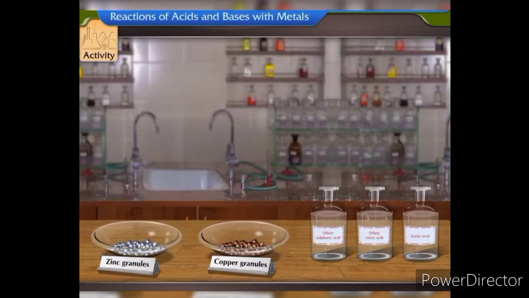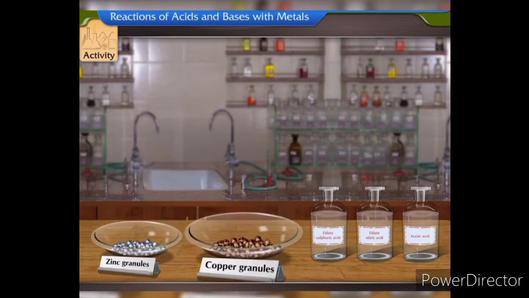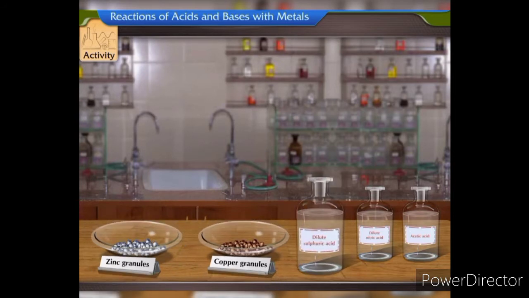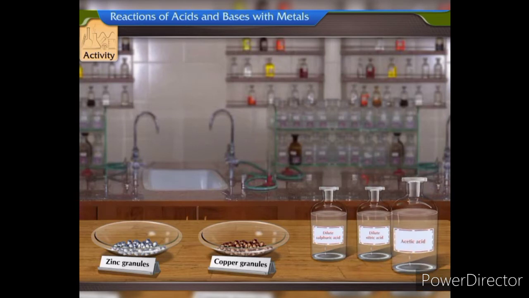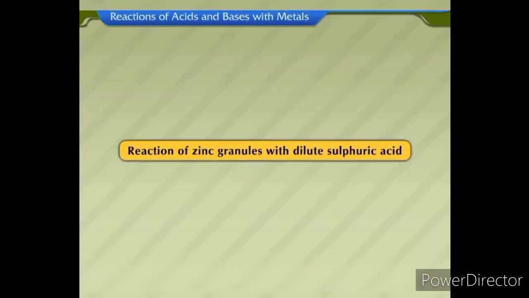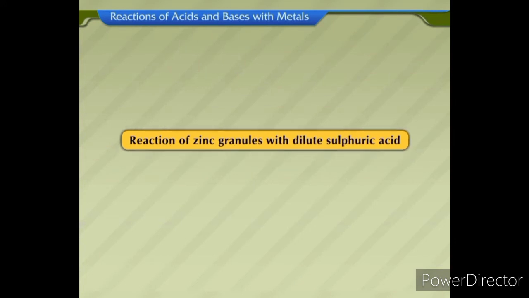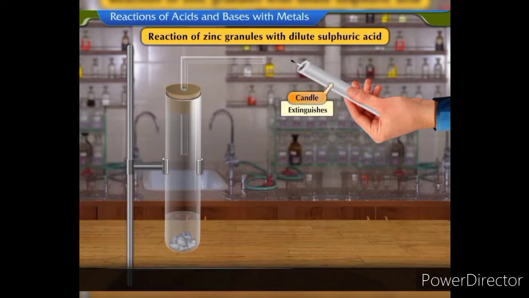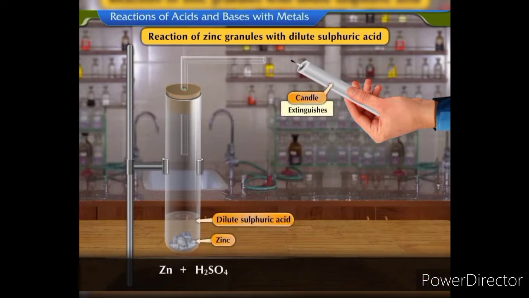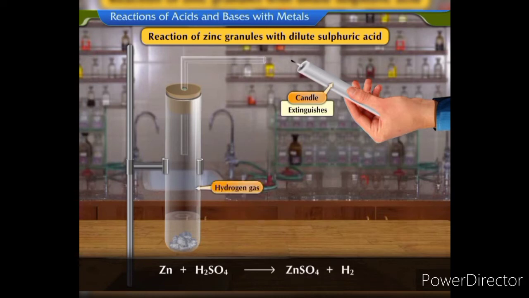Now, let us test zinc granules and copper granules using dilute sulfuric acid, dilute nitric acid and acetic acid. Reaction of zinc granules with dilute sulfuric acid. When zinc reacts with dilute sulfuric acid, a gas is evolved. This gas burns with a popping sound and the candle extinguishes. Zinc reacts with dilute sulfuric acid to form zinc sulfate and hydrogen gas.